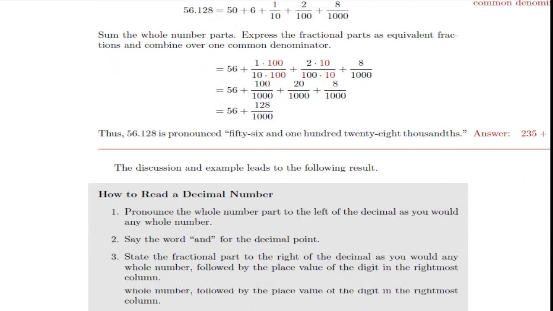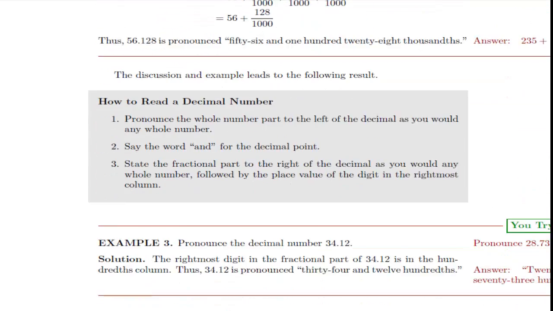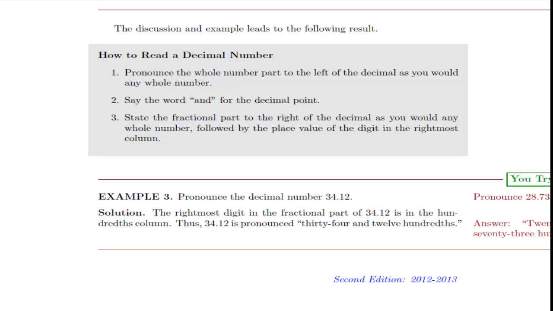The discussion and example leads to the following result. How to read a decimal number. 1. Pronounce the whole number part to the left of the decimal as you would any whole number. 2. Say the word "and" for the decimal point. 3. State the fractional part to the right of the decimal as you would any whole number, followed by the place value of the digit in the rightmost column.